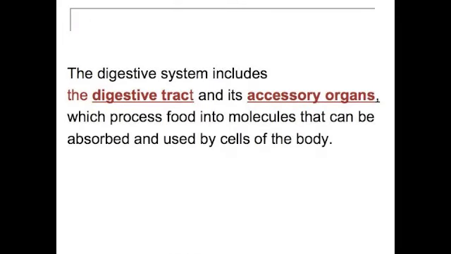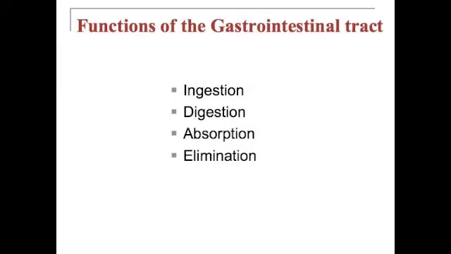The digestive system includes the digestive tract and its accessory organs, which process food into molecules that can be absorbed and used by the cells of the body. There are four main functions of the gastrointestinal tract. The first one is ingestion. This process involves taking foods and liquids into the mouth, commonly called eating.